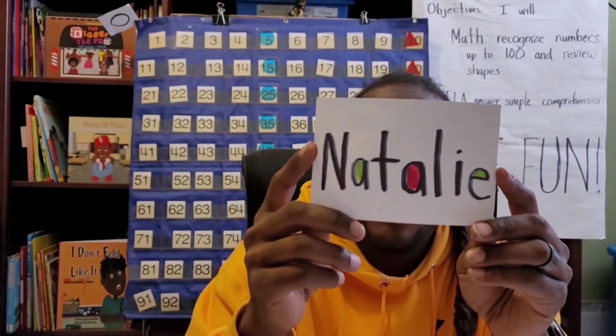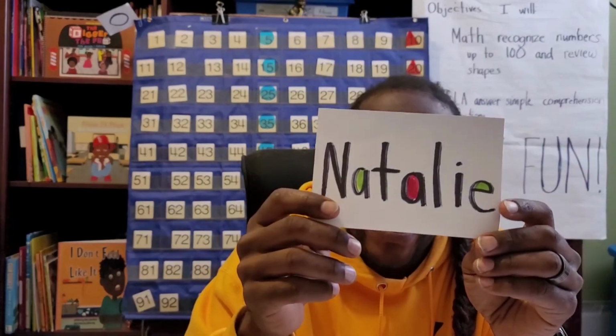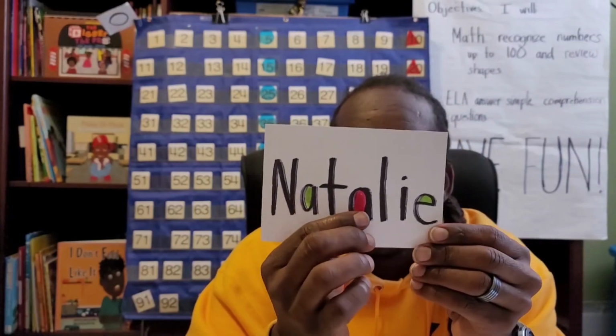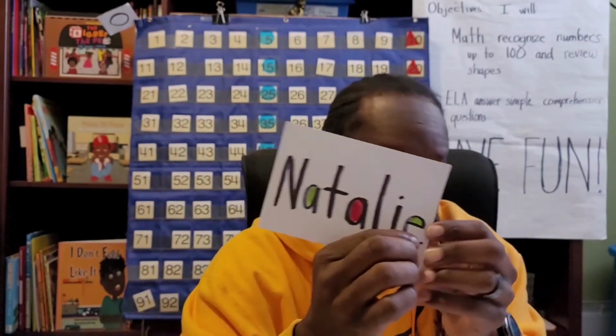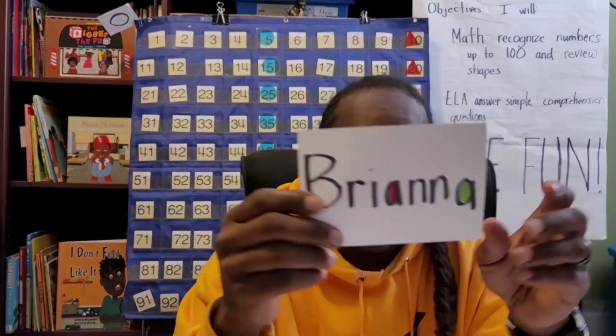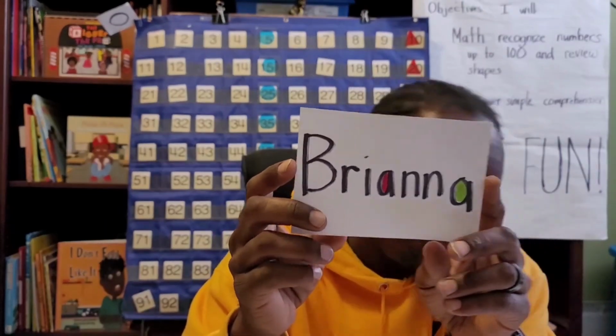And whose name is this? Natalie. Let's count her letters. 1, 2, 3, 4, 5, 6, 7. Hi, Natalie.